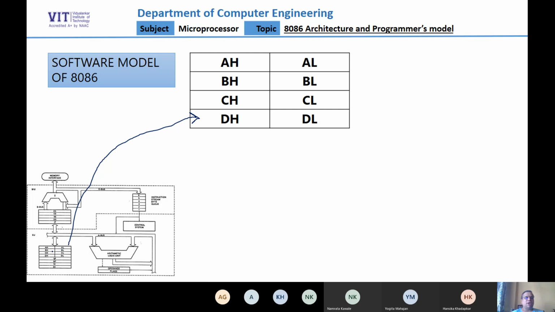So you can see, if you carefully see this diagram, it consists of AH, AL, BH, BL, CH, CL, and DH, DL. These are called as the GPRs. The 8086 processor consists of 4 GPRs. GPR stands for General Purpose Registers. 8086 processor consists of 4 GPRs, that is General Purpose Registers. This should be your first point whenever you are writing the answer to the question software model.